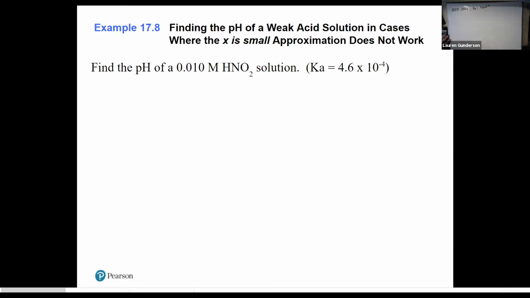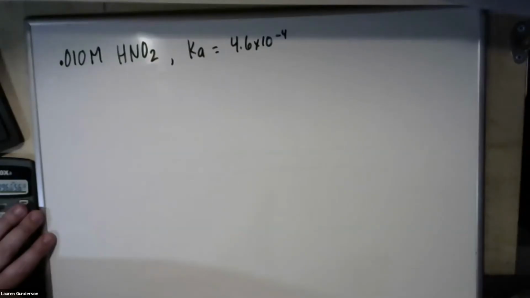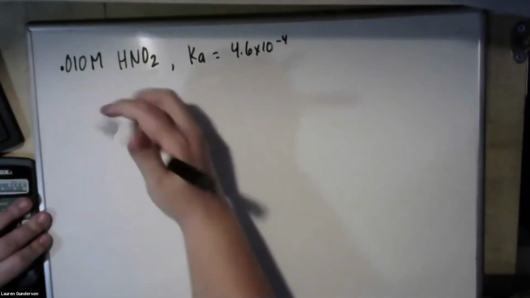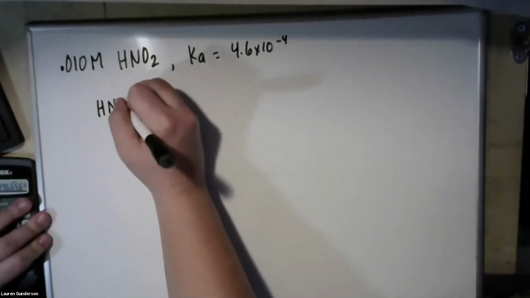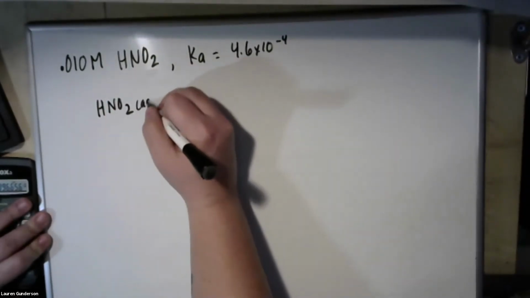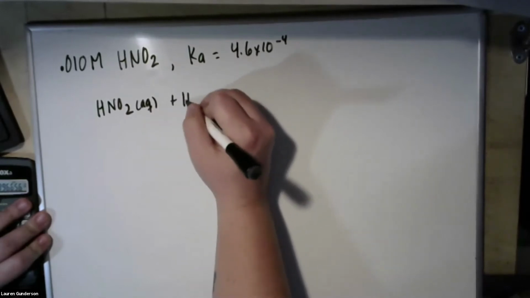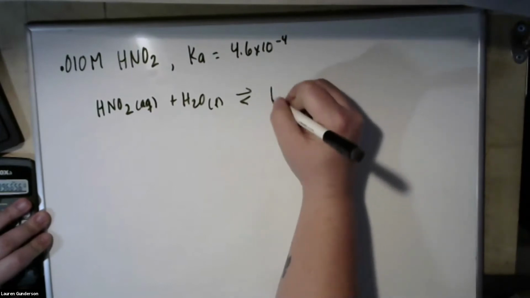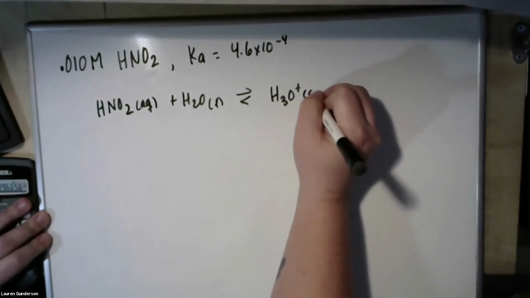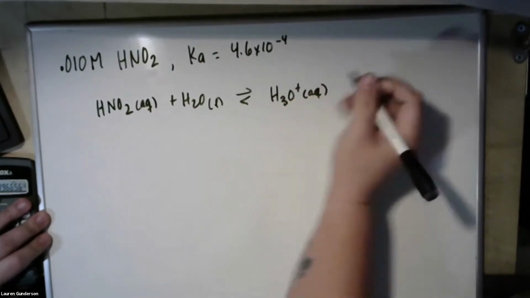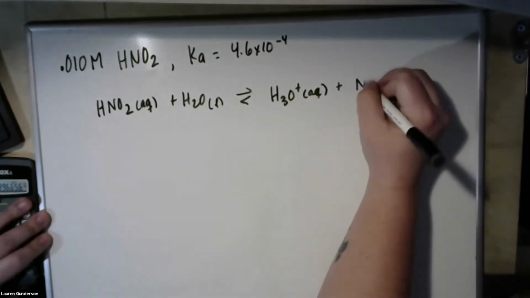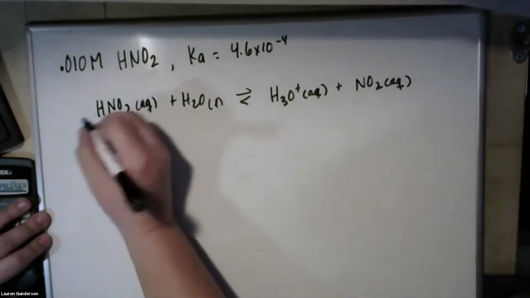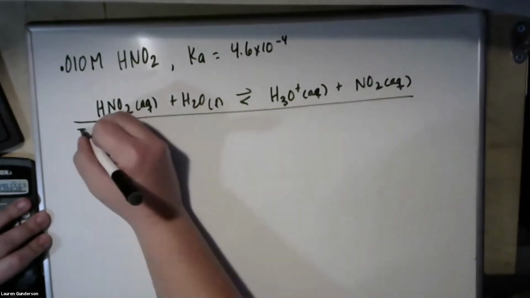I mean, we have a little bit of a spoiler here because we know that our approximation isn't going to work, but it's good to see it in action. So we have this HNO2 solution again that we're looking at. First step is always writing out this reaction for yourself and building your ICE table based off of this reaction.